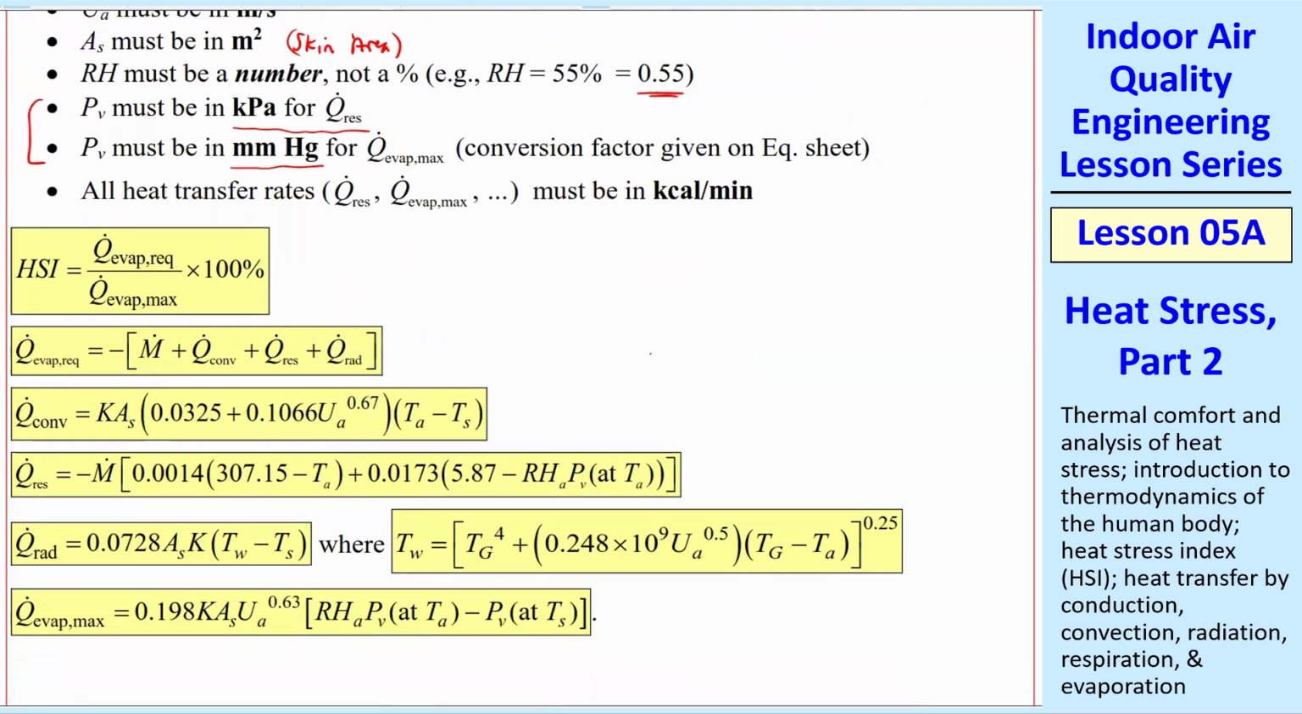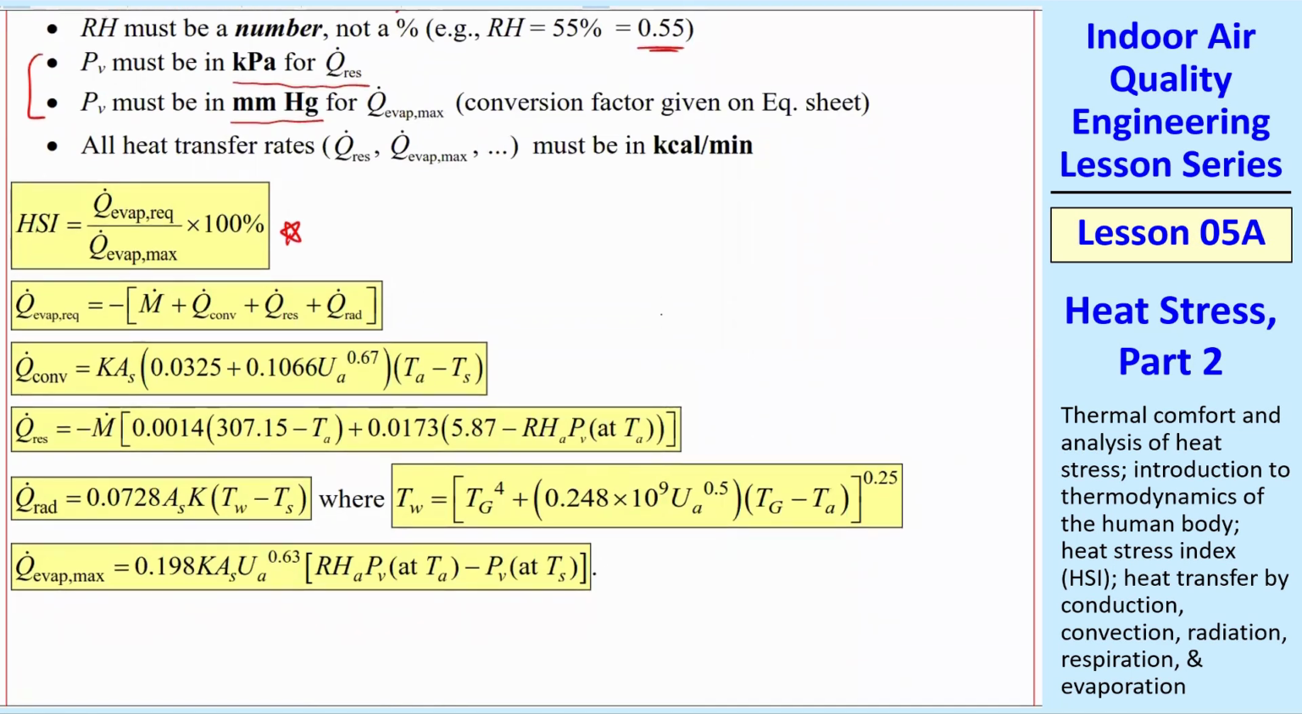Here's a summary of the equations from the textbook and from these several references. HSI, of course, is what we're typically after in the long run. And these are the equations that we'll have to use to solve these problems. Again, these are engineering equations, so be careful with your units.